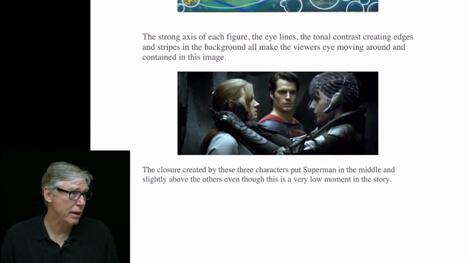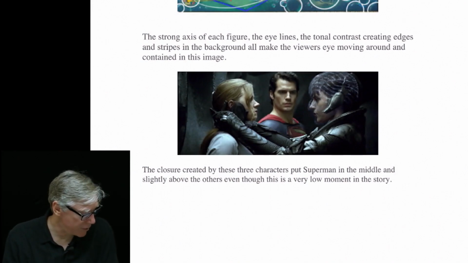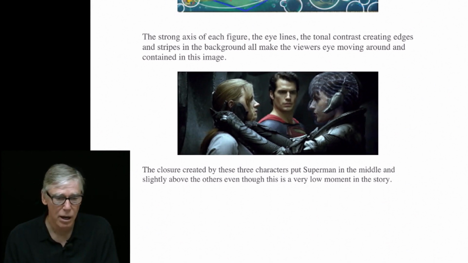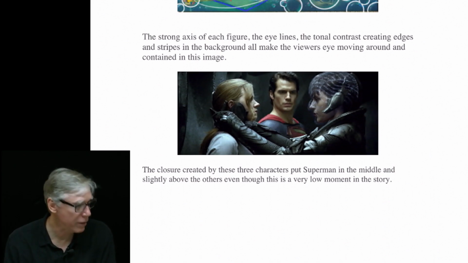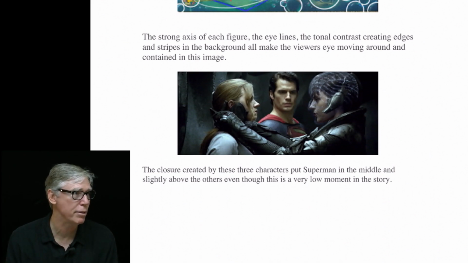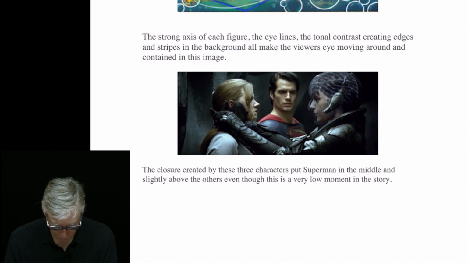In this image, this is a frame from Man of Steel. I have a number of film images in here, but this is a case of closure, and you're going to see the strength of dominant and subordinate eye lines, and I'll show you that here too, if I can draw up on the board.